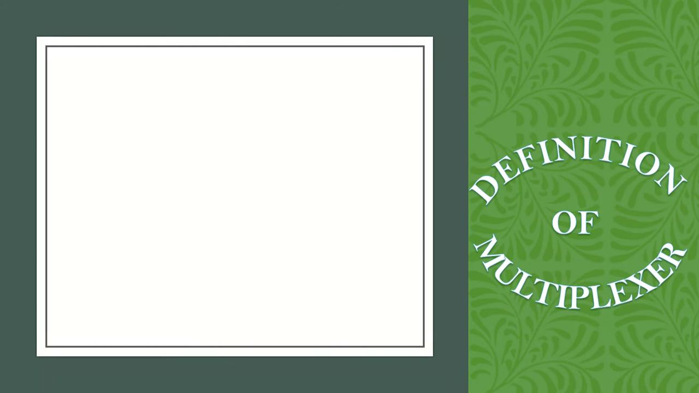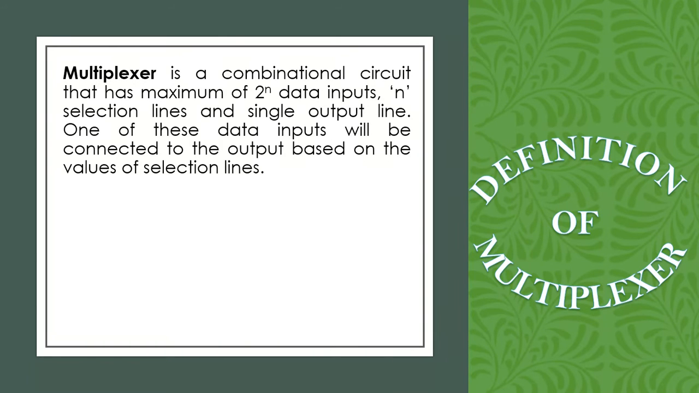Now we come to the definition of the multiplexer. So, what actually is a multiplexer? A multiplexer is a combinational circuit. You know what a combinational circuit is, where the value of the output depends upon the input. So it's a combinational circuit that has a maximum of 2 to the power n data inputs and n selection lines. So inputs are more, and there is a single output line. So from many to one it's coming.